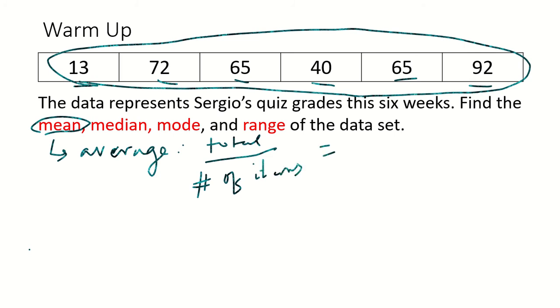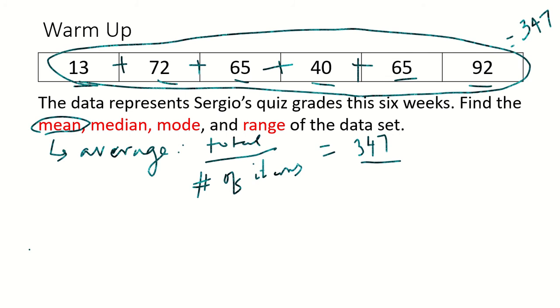We're going to add up his quiz grades. We're going to do 13 plus 72 plus 65 plus 40 plus 65 plus 92, and we get 347. Okay, that's the total on the top.